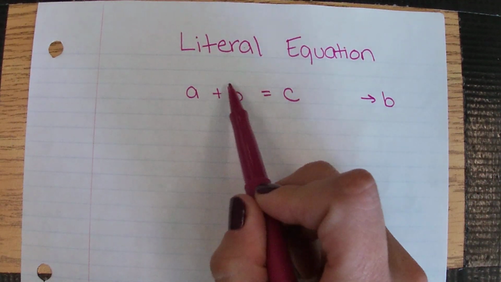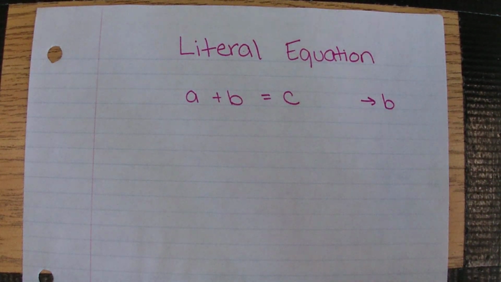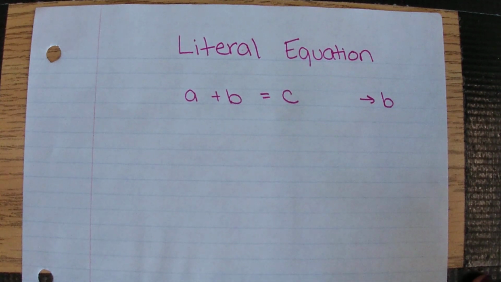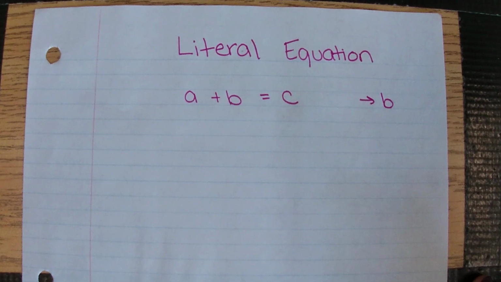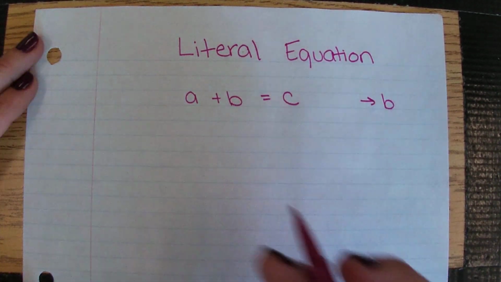That means we want to get B by itself. And my students are like, what the heck? There's no numbers for me to move. That's where this is actually easier. You're going to do the exact same process that you've been doing solving equations. It's just that you're going to be rearranging letters.